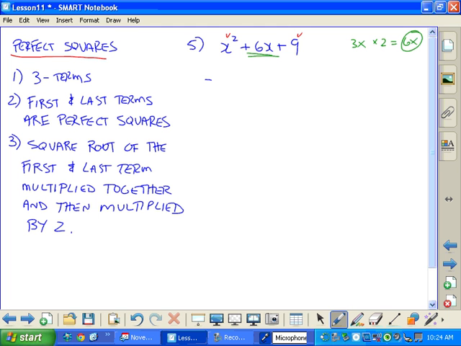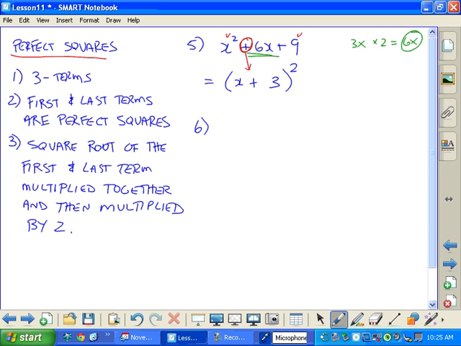So that being said, perfect squares are a single bracket with it being squared. You put the square root of the first term in the first spot. Let's put the square root of the second term in the second spot. So that's the 3. And whatever this sign here is the sign that goes in between. So it's going to be x plus 3 squared. All right. So a couple more examples with those perfect squares.